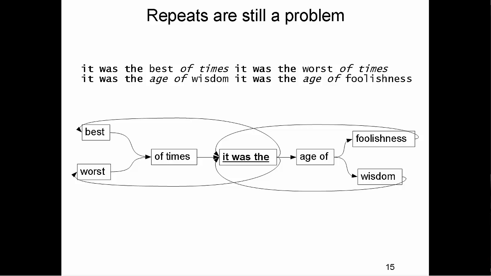In the case of Dickens, even knowledge of the English language cannot help us, as the various strings we can reconstruct, such as "it was the worst of times, it was the age of foolishness, it was the best of times, it was the age of wisdom," appear grammatically correct.